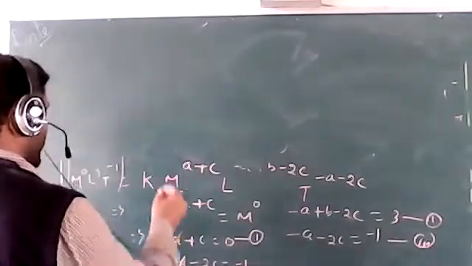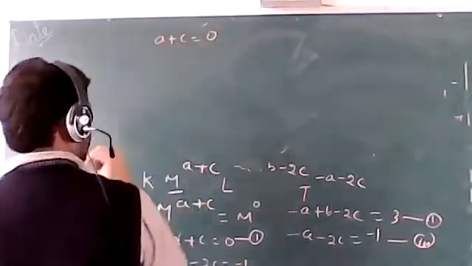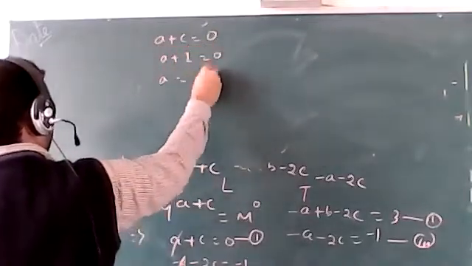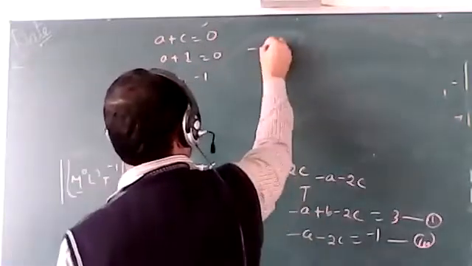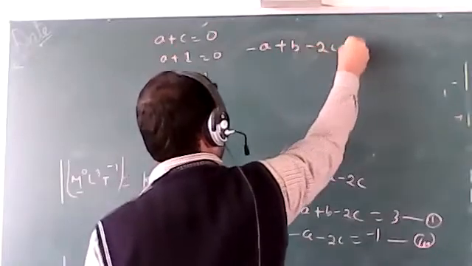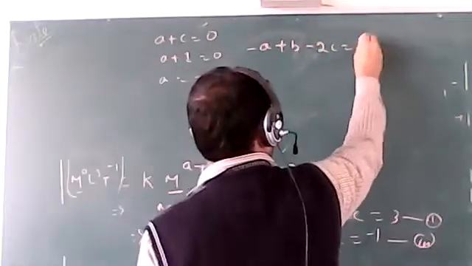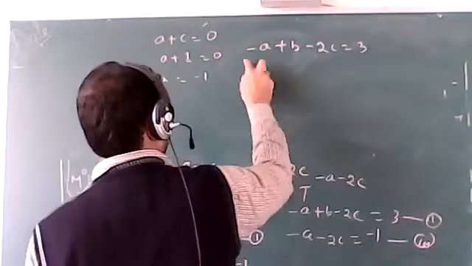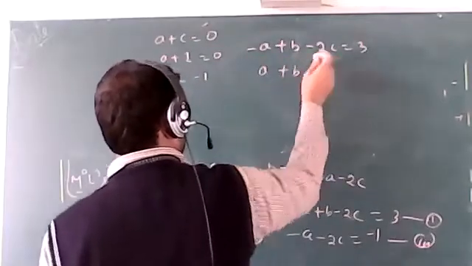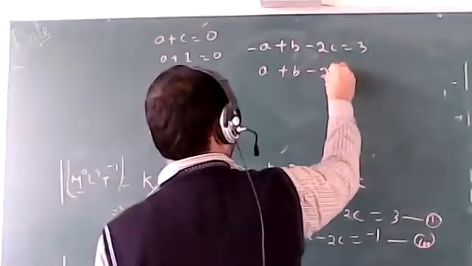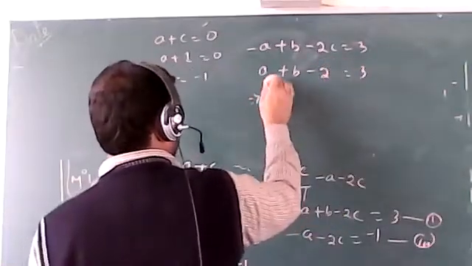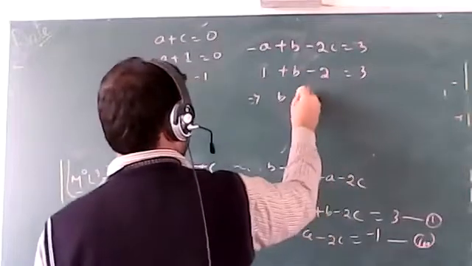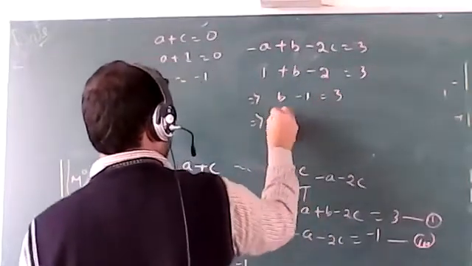If c is 1, then put the value of c in the equation. A plus c equal to 0, so c equal to 1 means a plus 1 equal to 0, so a equal to minus 1. And the second equation, minus a plus b minus 2c equal to 3. If you put a equal to minus 1, then plus 1 plus b minus 2c, so it is 2. So b will be how much? 1 minus 2, that is minus 1, equal to 3. So b equal to 4.